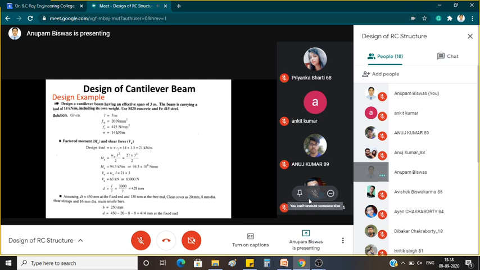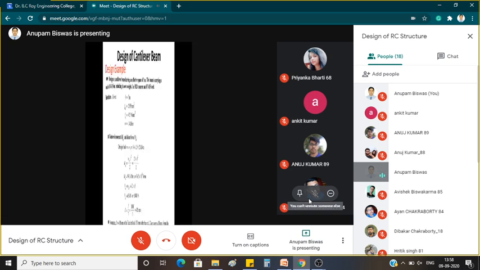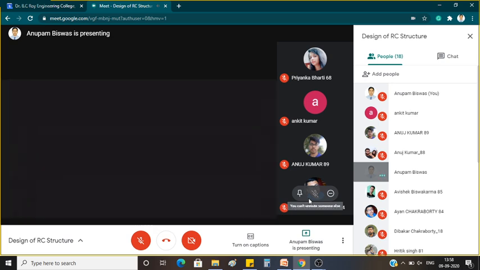Okay, so the width of the beam is considered as 250. So from the overall depth, we can get the effective depth from the calculation I have already discussed: how to get the effective depth from the overall depth by subtracting the value of clear cover and stirrup.